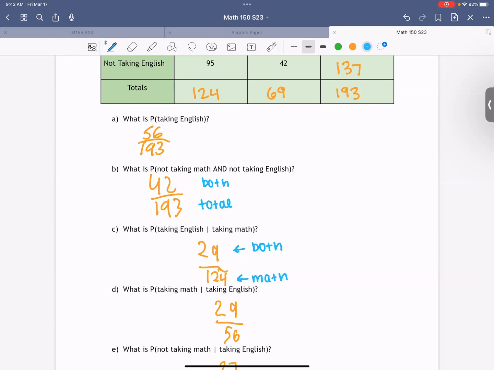I wrote the total amount of everyone taking English on the bottom, and then everyone taking math and English at the top. Perfect. So this one is slightly different.